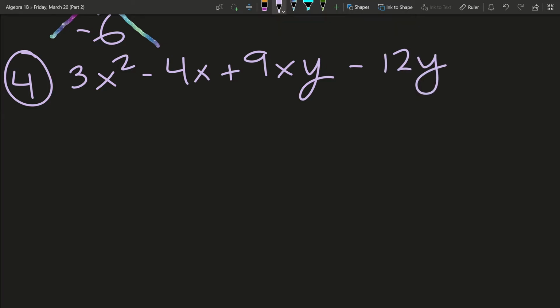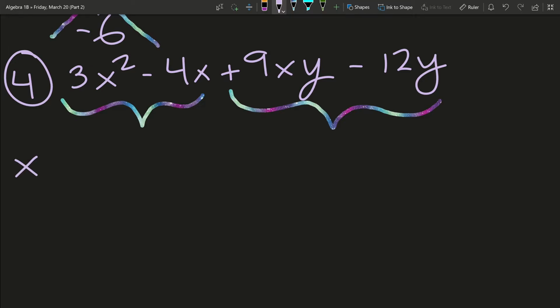Here we're going to group again. Group the first two and group the last two together. So we have 3x squared minus 4x. What is the greatest common factor between these two? It will be just x. So we're going to pull that out, and we're going to divide 3x squared by x. And when we do that, 3x squared divided by x is 3x. And negative 4x divided by x is just negative 4. And now let's work on the second piece.